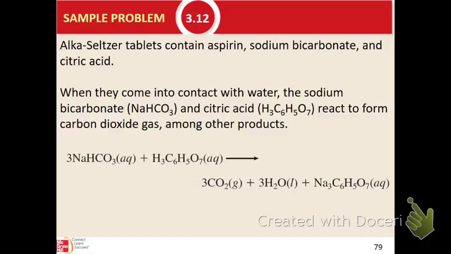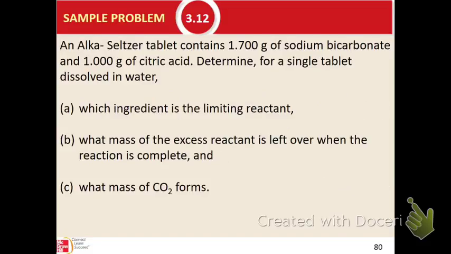So how would you find out what is going to be your limiting reactant? Well, let's find out. An Alka-Seltzer tablet contains 1.70 grams of baking soda and 1.00 grams of citric acid. Determine which is the limiting reactant. So that's the first thing that we're going to do. In order to find that limiting reactant, this is exactly what we're going to do.